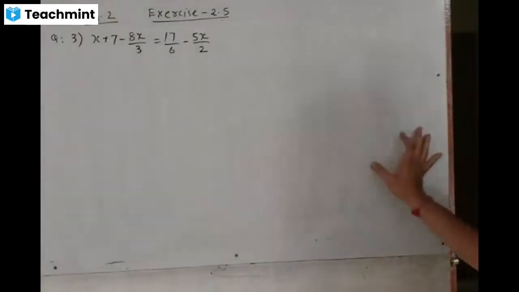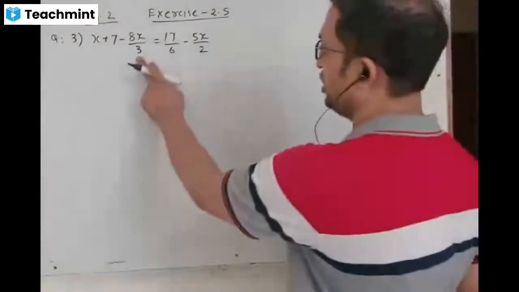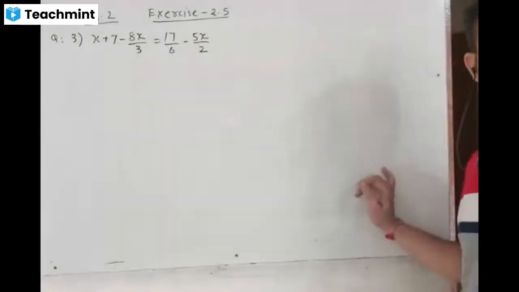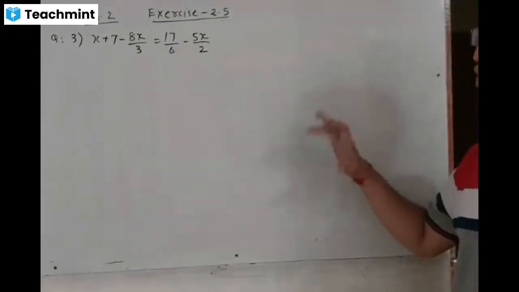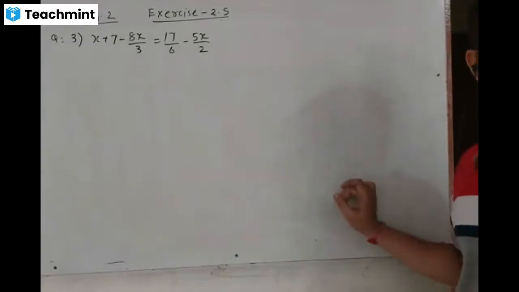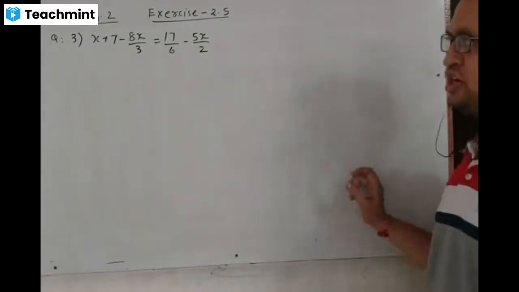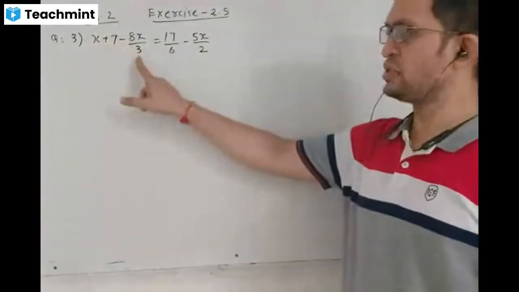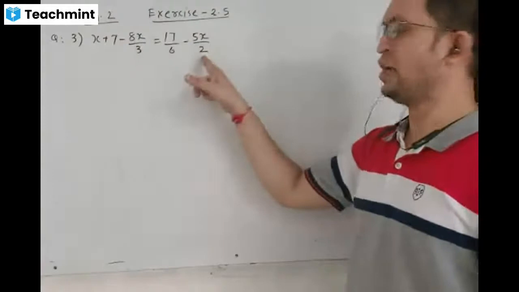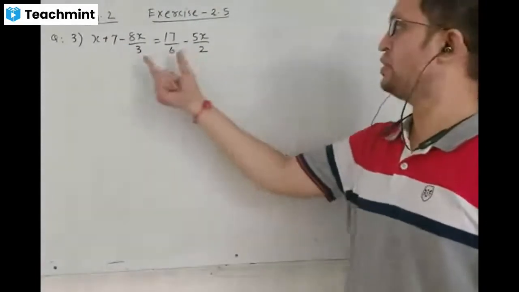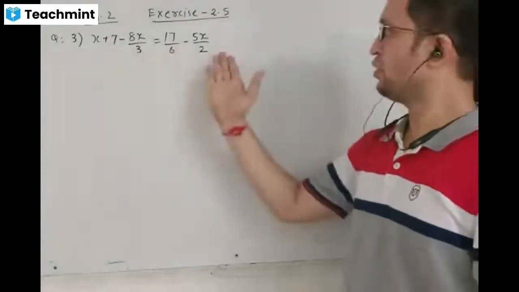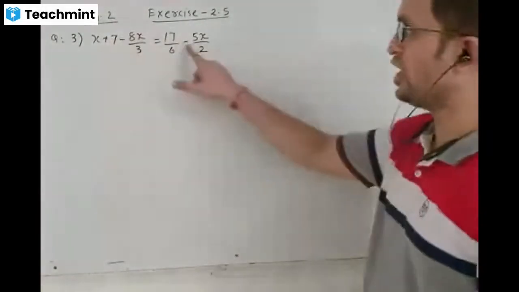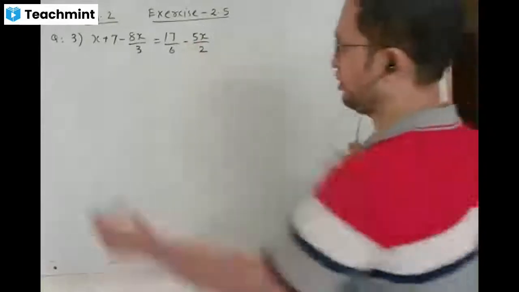Here the question is x plus 7 minus 8x by 3 is equal to 17 by 6 minus 5x by 2. So first we transpose variable terms with variable terms and constant terms with constant terms. Which are variable terms? X, minus 8x by 3 and minus 5x by 2 are variable terms and the rest are constant terms. So first, minus 5x by 2 transposing to the left hand side, the sign converts from minus to positive.